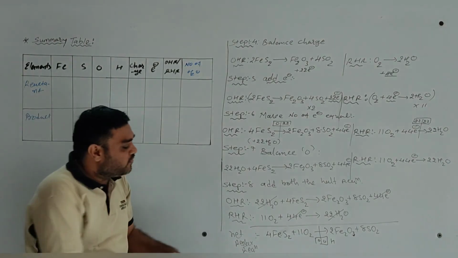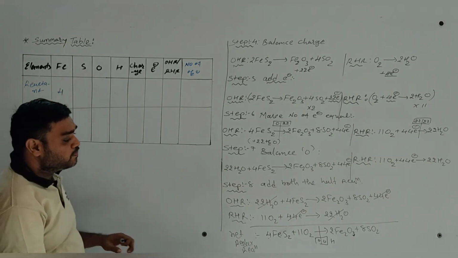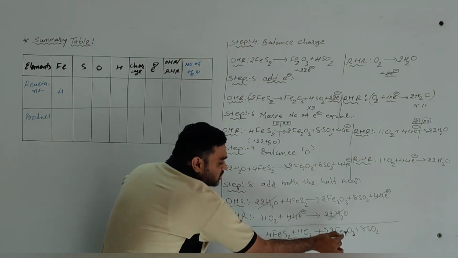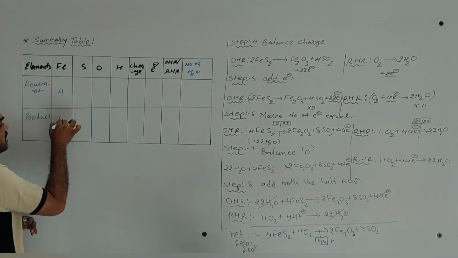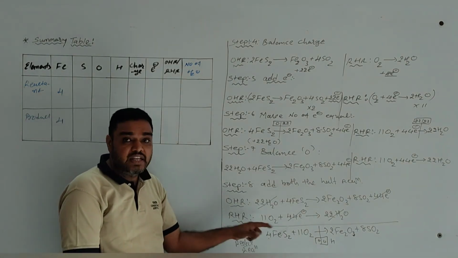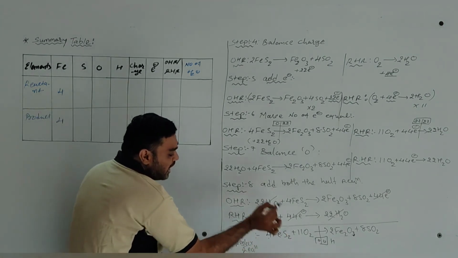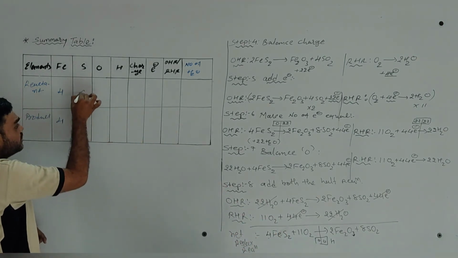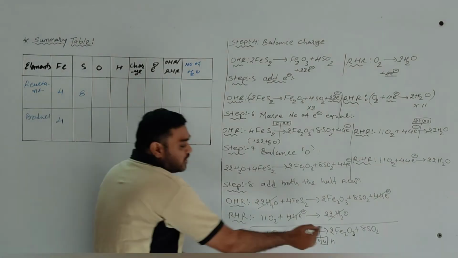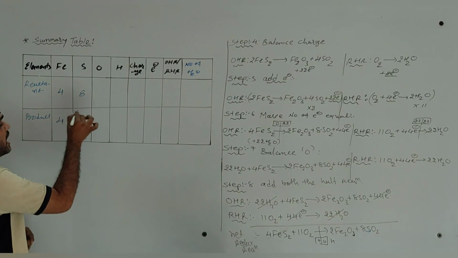The number of Fe you will find here is 4 Fe on the reactant side, and on the product side, 2 2s are 4 Fe. So you can say that the equation is balanced in terms of iron, the first element. Now sulfur: 4 2s are 8 on the reactant side. Similarly on the product side you will find 8 sulfur present. So sulfur is also balanced.